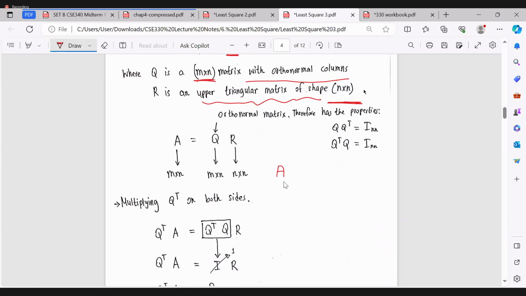So you will find Q from A using the Gram-Schmidt process.